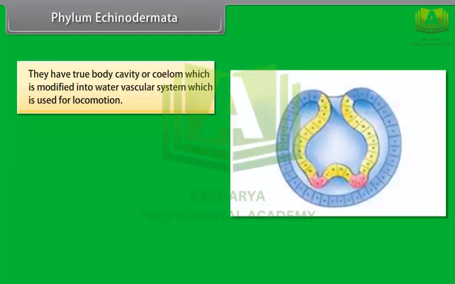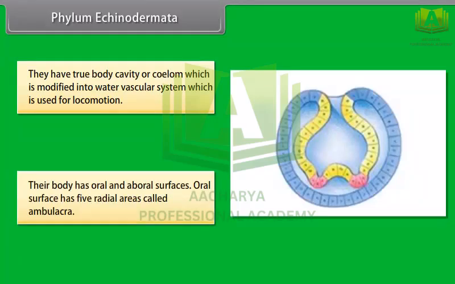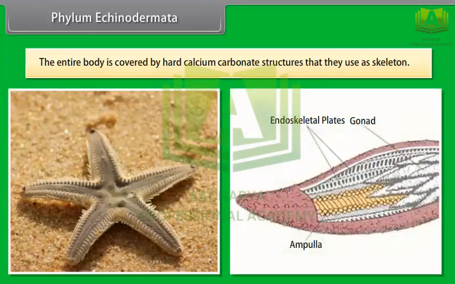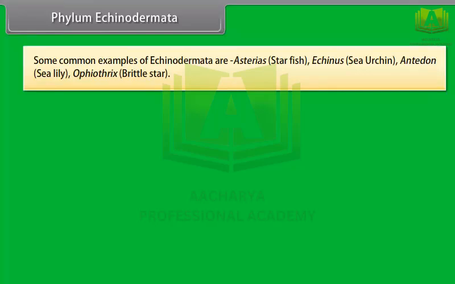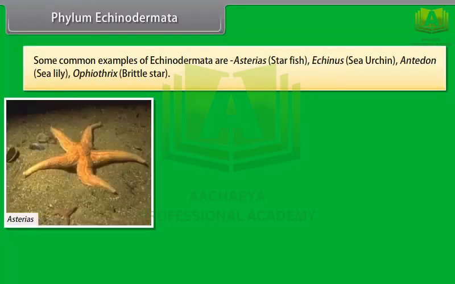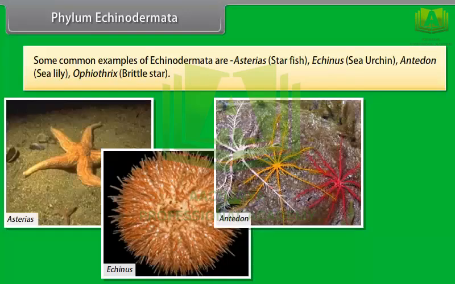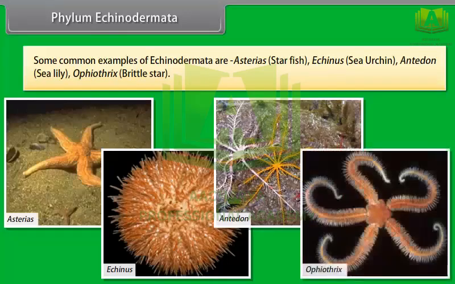They are triploblastic. They have a true body cavity or coelom, which is modified into the water vascular system, which is used for locomotion. Their body has oral and aboral surfaces. The oral surface has 5 radial areas called ambulacra. The entire body is covered by hard calcium carbonate structures that they use as skeleton. Some common examples of Echinodermata are Asterias, starfish, Echinus, sea urchin, Antedon, sea lily, Ophiothrix, brittle star.